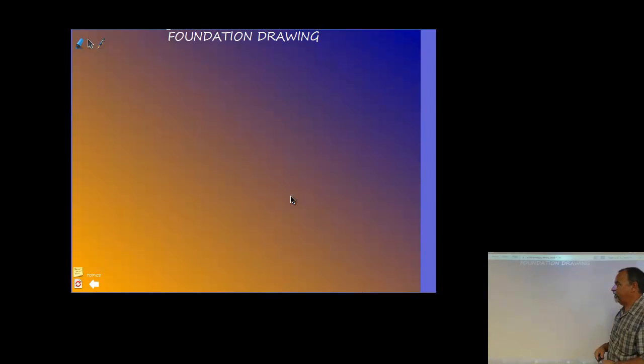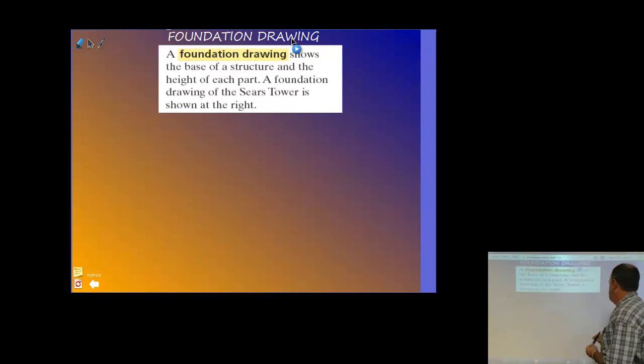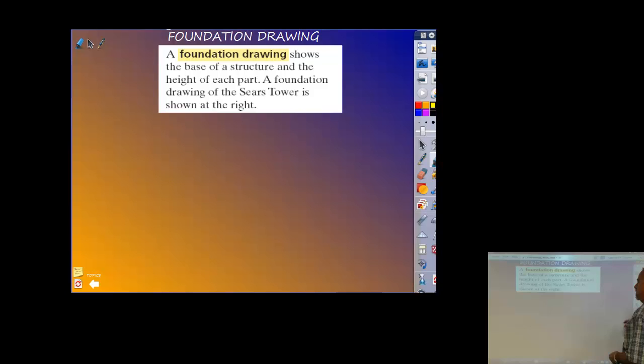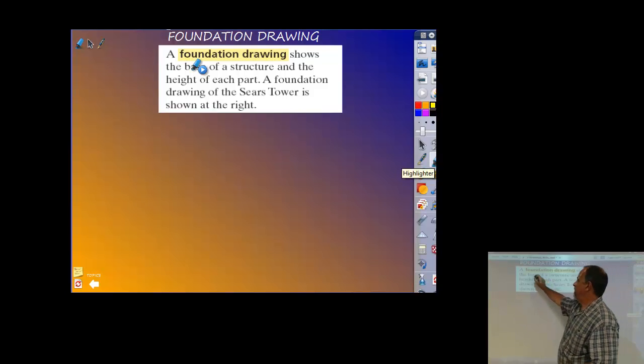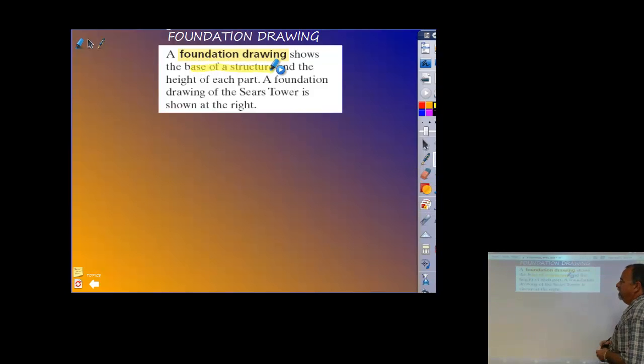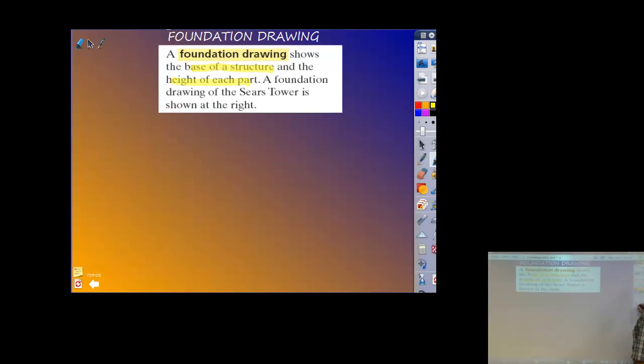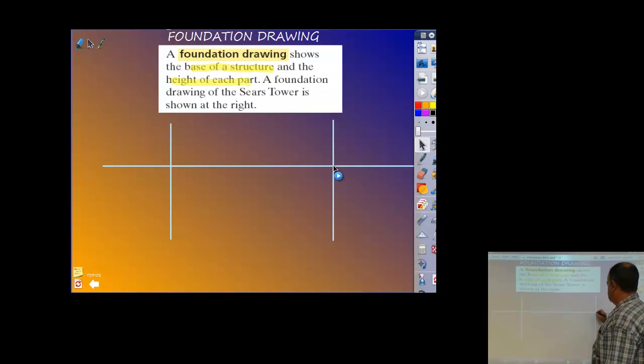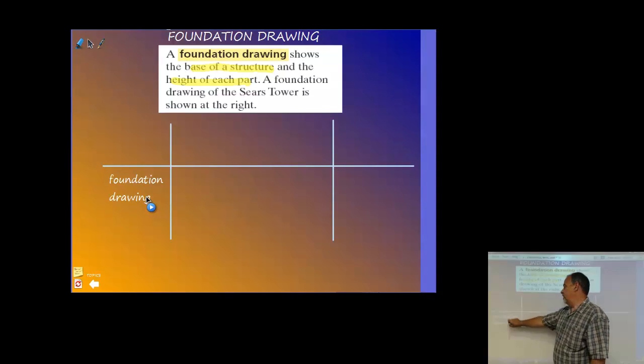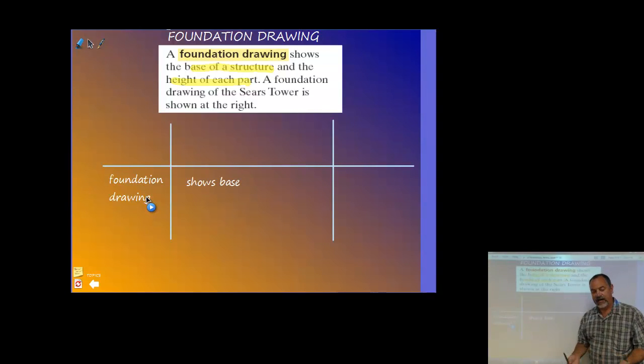The next one is called a foundation drawing. And again, we want to look at the key points. We don't want to copy this down. It shows the base of the structure and the height of each part. Okay, and then it just talks about an example. So there's two parts to this that are important. Foundation, it shows the base. How does it show the base?